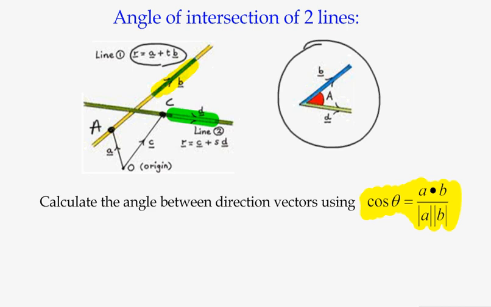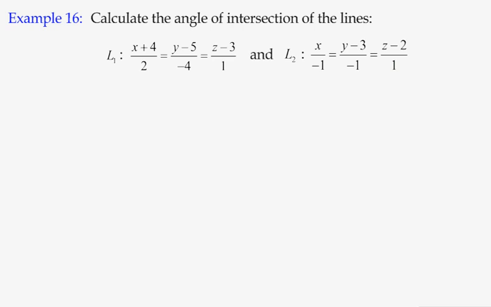Okay, that should be a familiar equation to you. So all we really need to do to find the angle of intersection of two lines is to extract the direction vectors from the information and then work out the angle between them. Okay, here's example 16. Calculate the angle of intersection of these two lines.